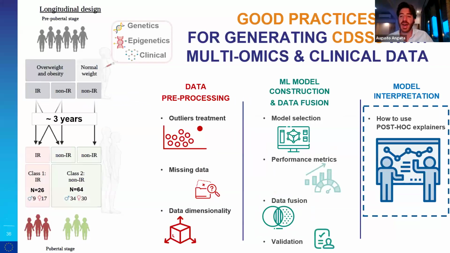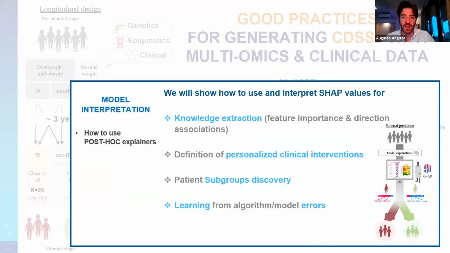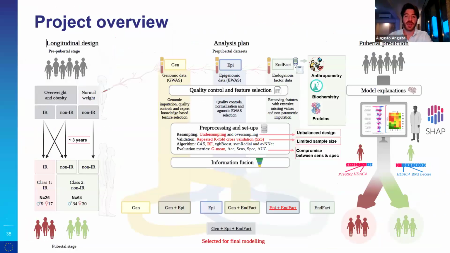And finally, we will see how to use post-hoc explainers once we have the model and we select the best models among all our approaches. We will find out how to use these post-hoc explainers to extract new knowledge, to define personalized interventions for particular subjects, or even to discover some subgroups in the population. And also it's important to learn from algorithm errors. So this is the general overview of our approach.